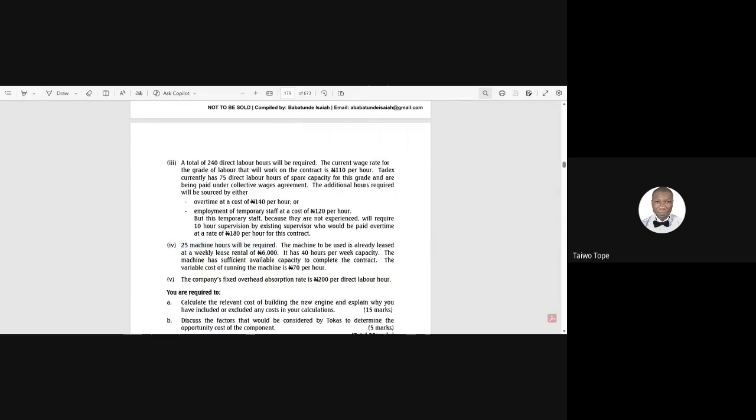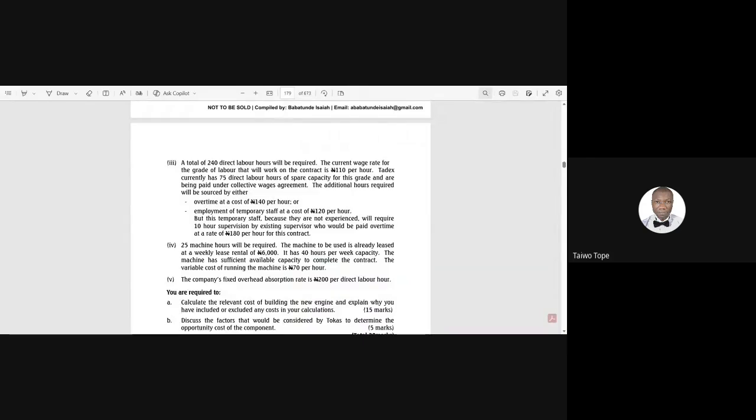Though the machine in your factory can work for 40 hours, that is not your business. It's spare capacity. But what are the hours you need? 25 machine hours. So for you to run this machine, the variable cost associated with these 25 machine hours is 70 naira per hour. 70 times 25 is 1,750. That is the relevant cost.